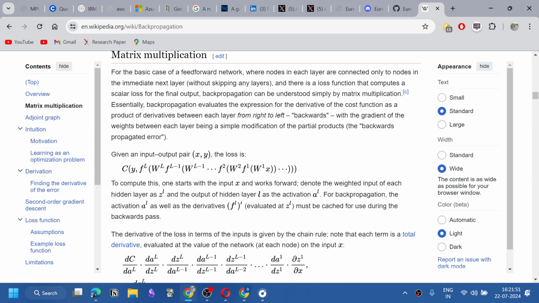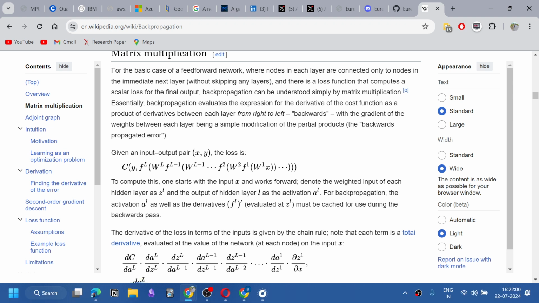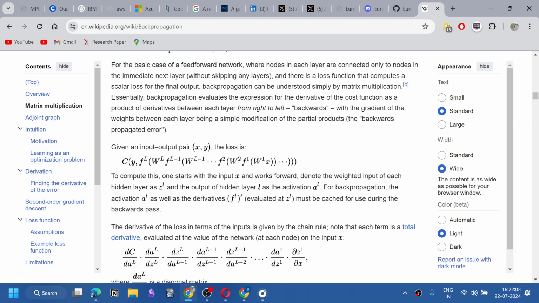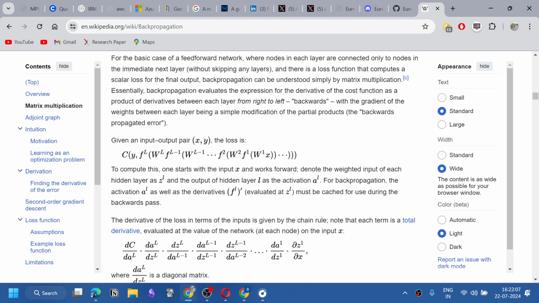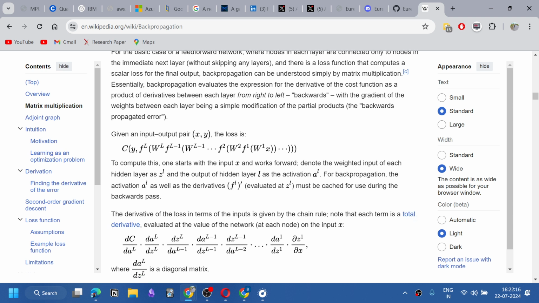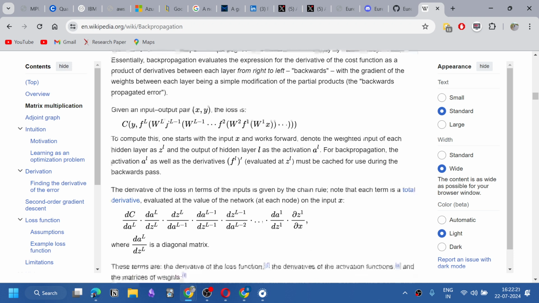This is a loss function that computes a scalar loss of the final output, and it can be understood simply by matrix multiplication. Essentially, backpropagation computes the expression of the derivative of the loss function as a product of derivatives between each layer, from right to left, backwards, with the gradient of the weight between each layer being a simple modification of the partial product and the backward propagated error, given x and y loss.